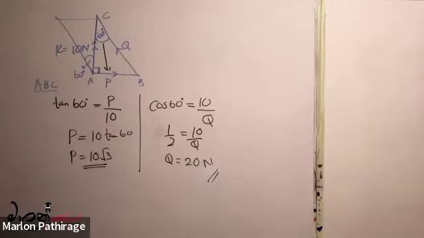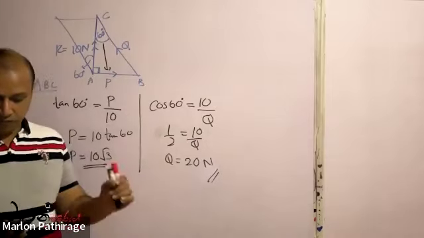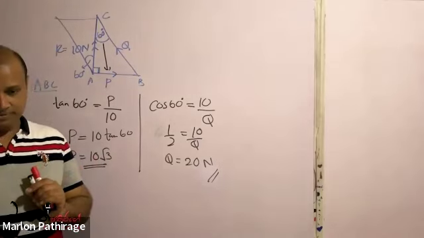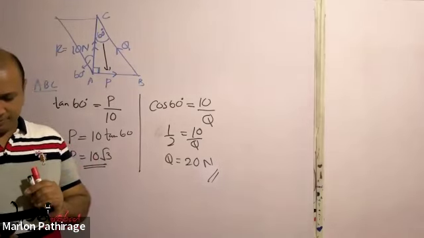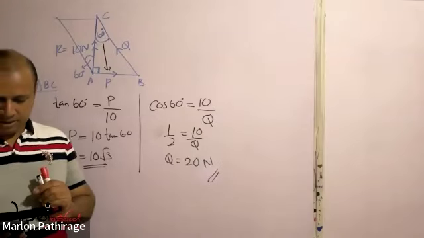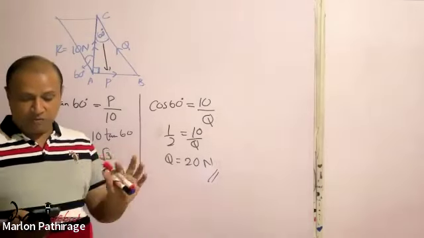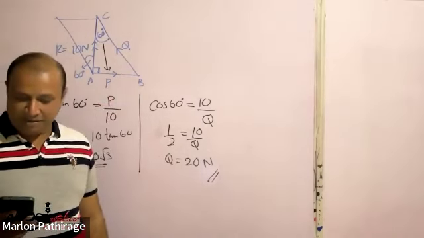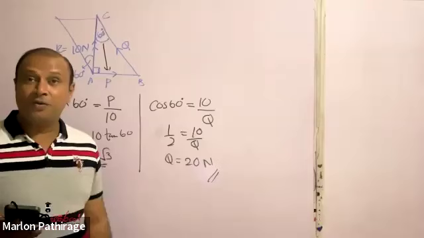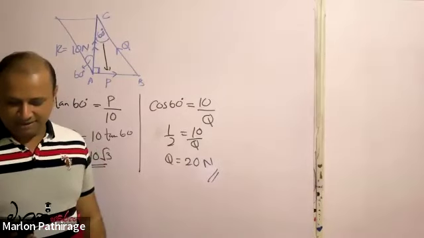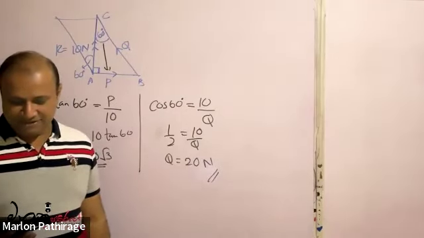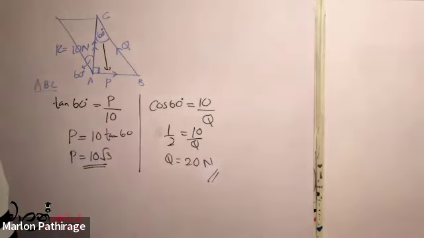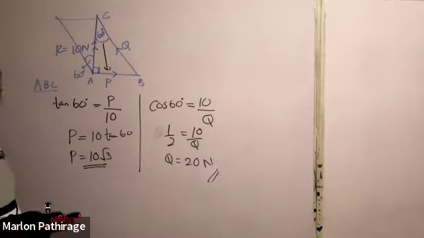Ninth one. The magnitude of resultant force of two forces is 10, and it is perpendicular to the smaller force. The magnitude of larger force is equal to 20. Find the followings.